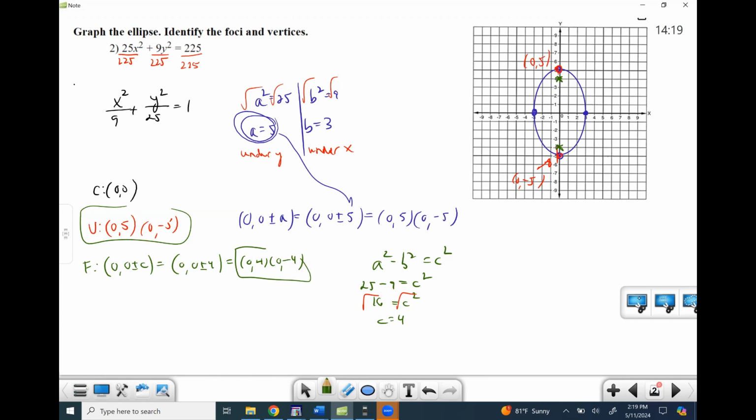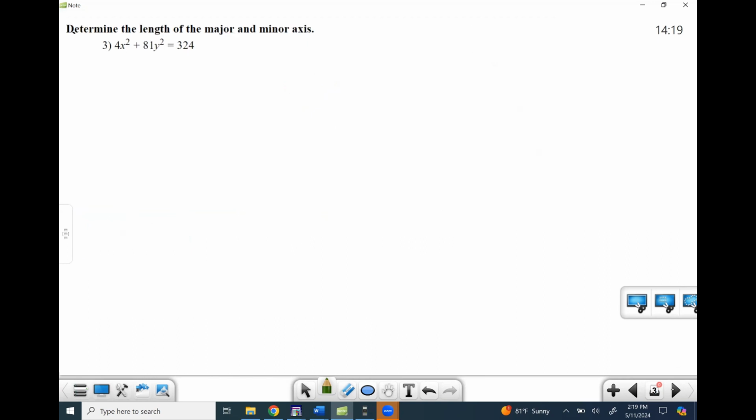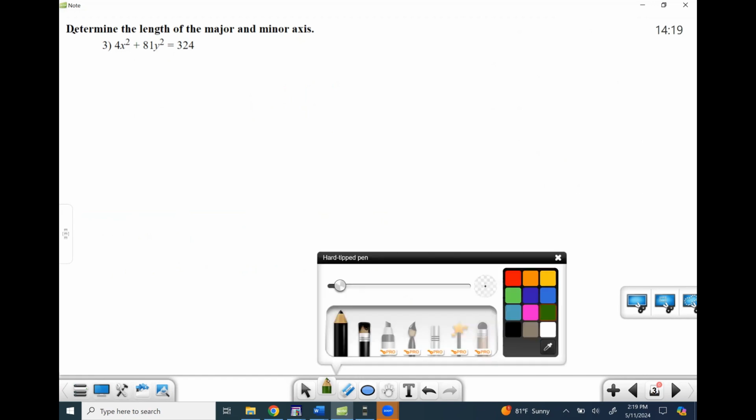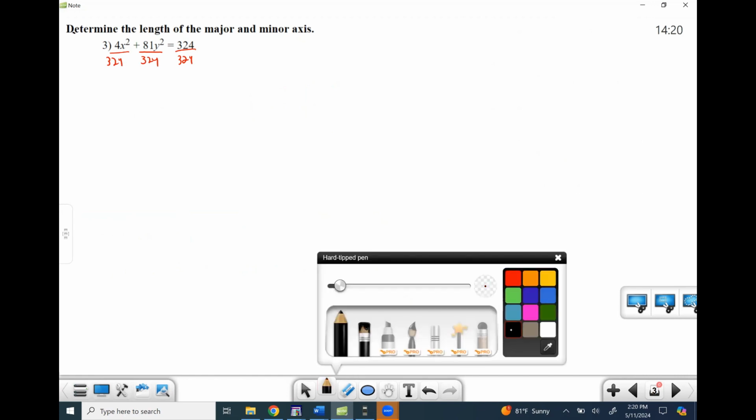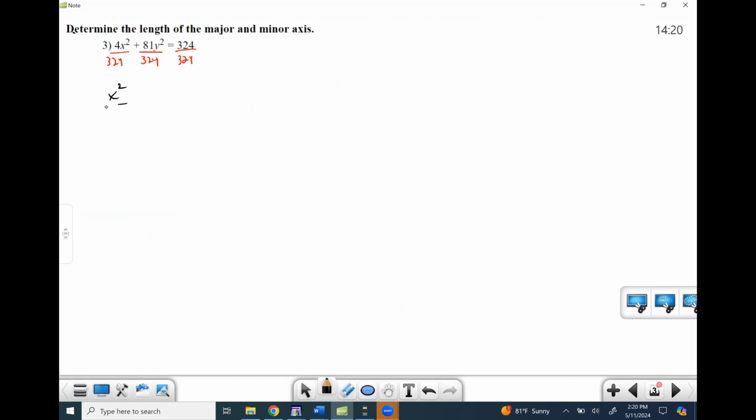All right, let's try number 3. So same thing. We don't have it in standard form. So we're going to get an equals 1 by dividing by 324 to everybody. Okay. And 4 goes into 324 81 times. And 81 goes into 324 4 times. So there's our standard form for our ellipse.